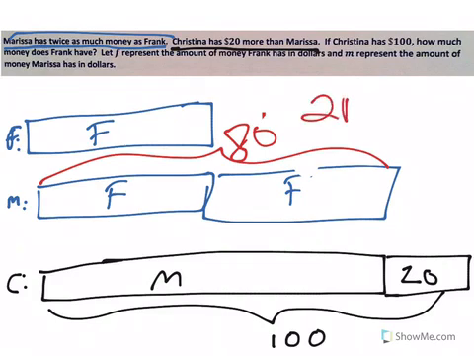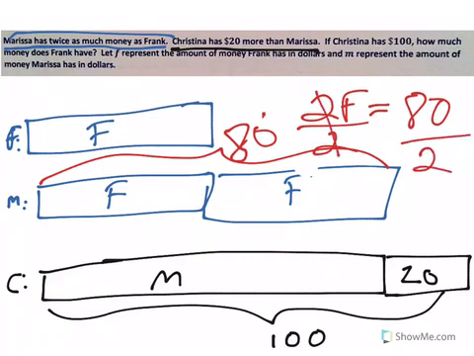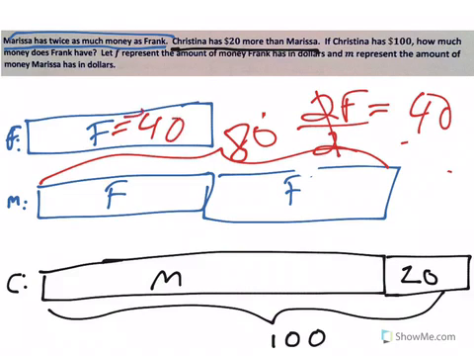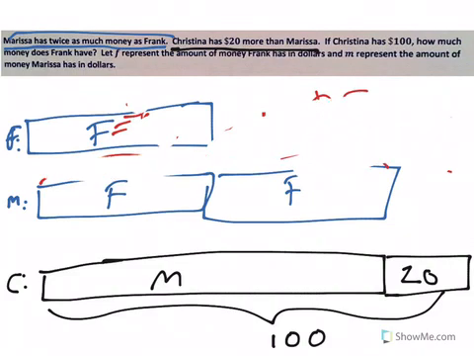Now, she has 2 Franks, and that is equal to $80. If we want to find out how much she has if we just look at Frank's amount, which is 1 Frank, we're going to get that F by itself. We're going to divide by 2. We'll divide this side by 2. Those cancel out. F equals 80 divided by 2, which is going to be 40. So Frank has $40. All right? That's mathematically one good way to do it.